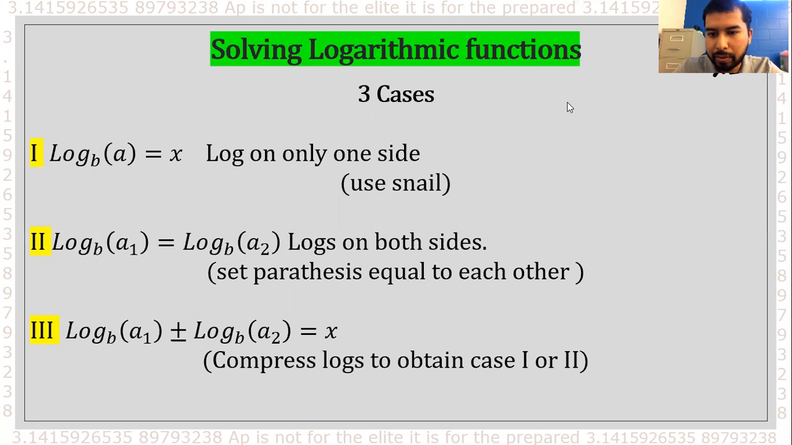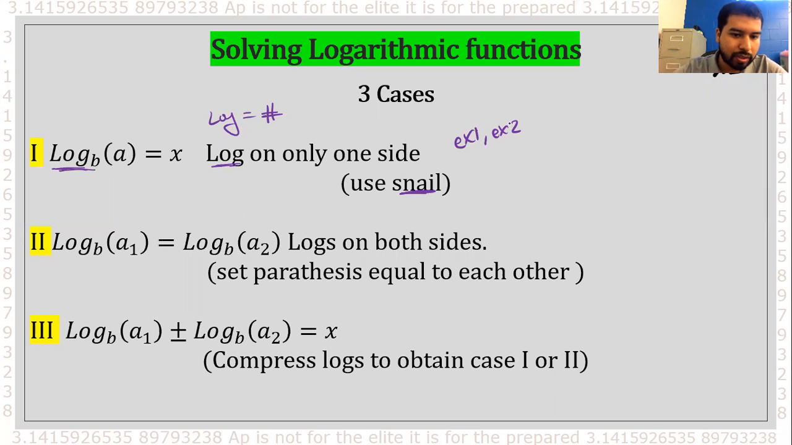We have 3 different cases at which we can approach these logarithms. Case number 1 tells us that we only have a log on one side. The log on any side is equal to a digit. That is the first case, and I want you to refer to the Snail method. We'll do some examples, example 1 and example 2, which will help us with case number 1.